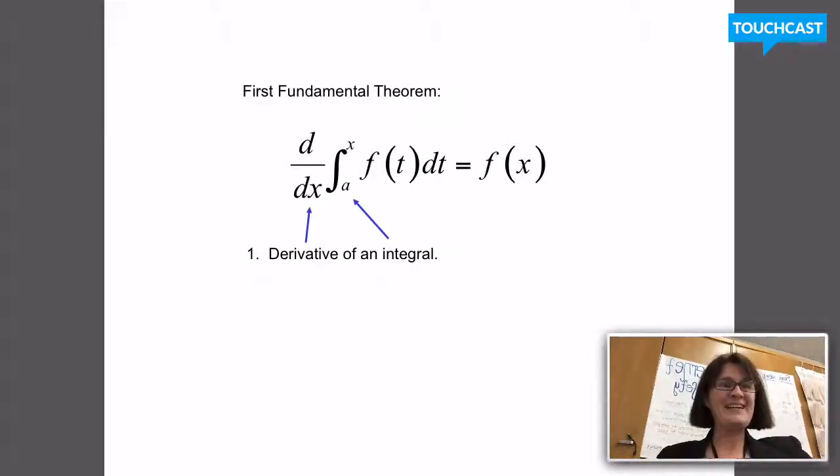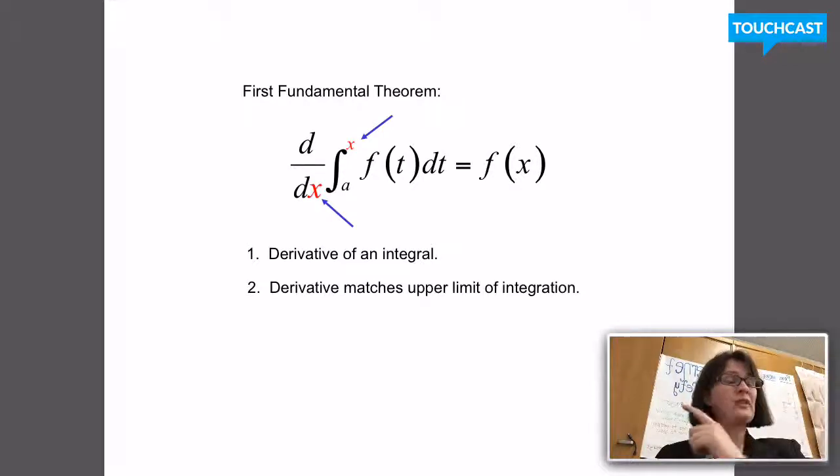So check out how fast this can be. There are a couple of criteria that have to be in place before you can use this. But when it works, it's super fast. So if I want to take the derivative of an integral and the upper limit of the integral matches the variable with which I'm trying to differentiate with respect to. So here I'm finding d dx, the derivative with respect to x, and my upper limit happens to be an x. So that's one criterion.